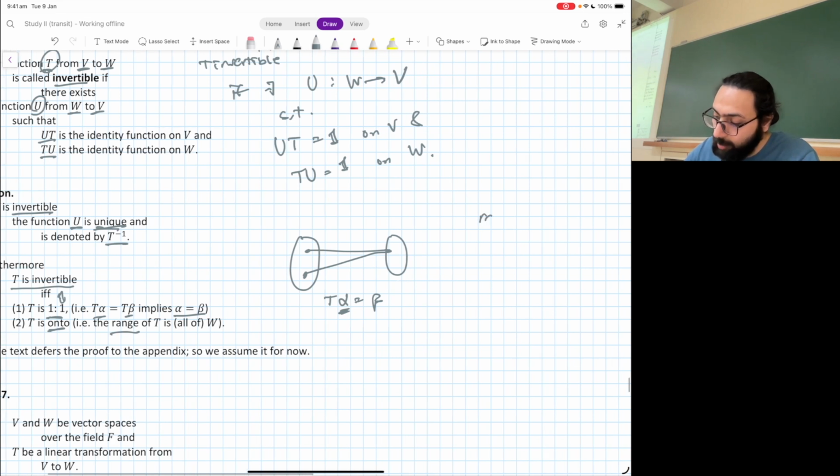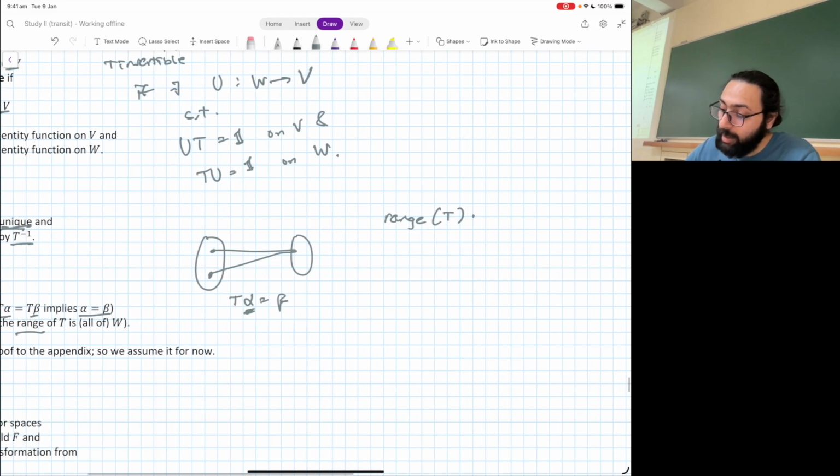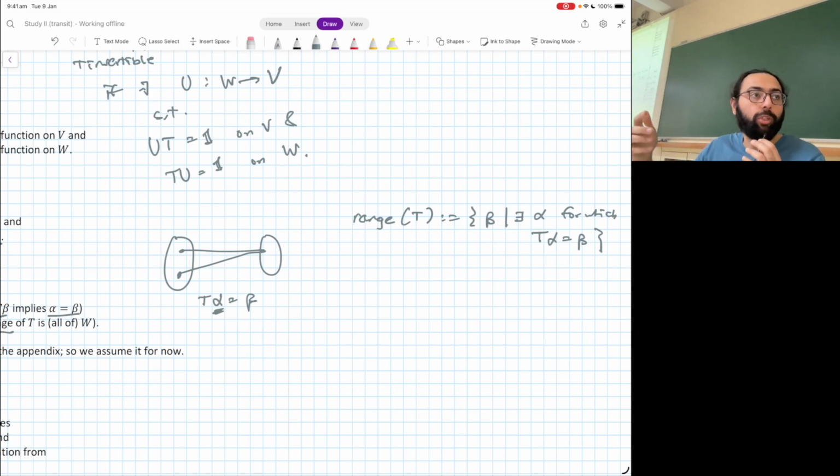In some textbooks, you might have seen something different. When I use the word range of some operator T, what I mean is the set of betas such that there exists alpha for which T alpha is beta. So it's basically just the image, right? Everything you can possibly produce. That's called the range, which we'll also call the image.